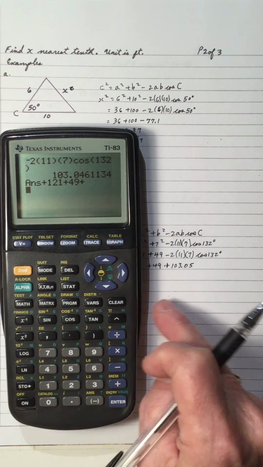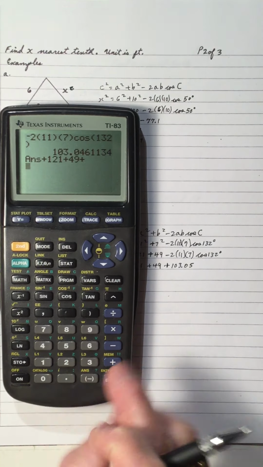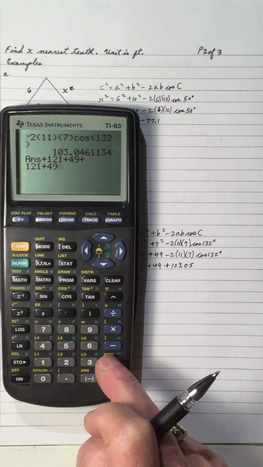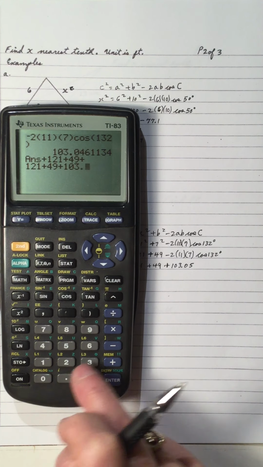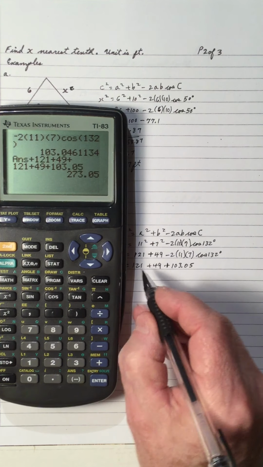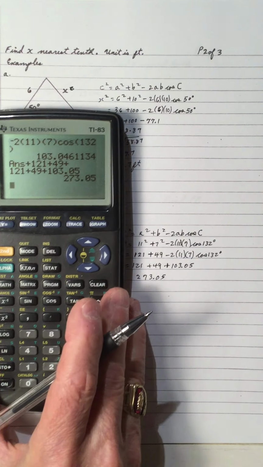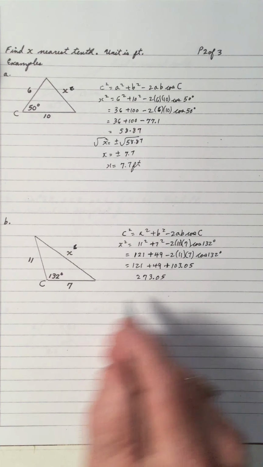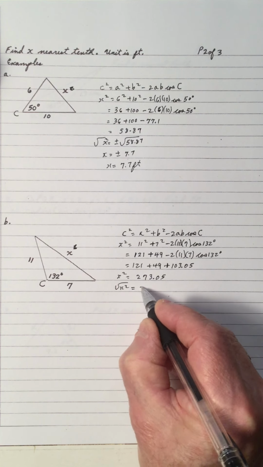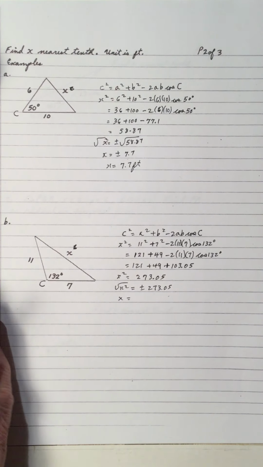So I had 121 plus 49 plus 103.05, and that gives me 273.05. That's what x squared is. So x is plus or minus the square root of 273.05.